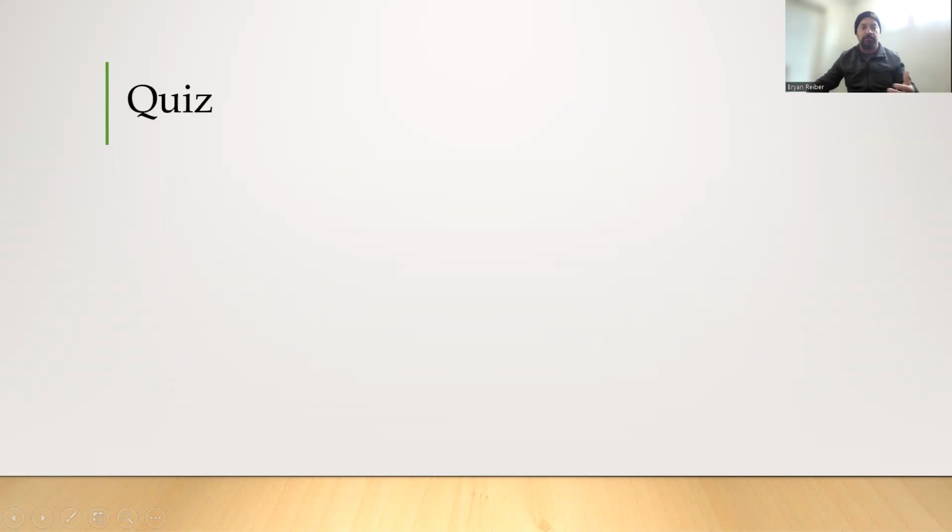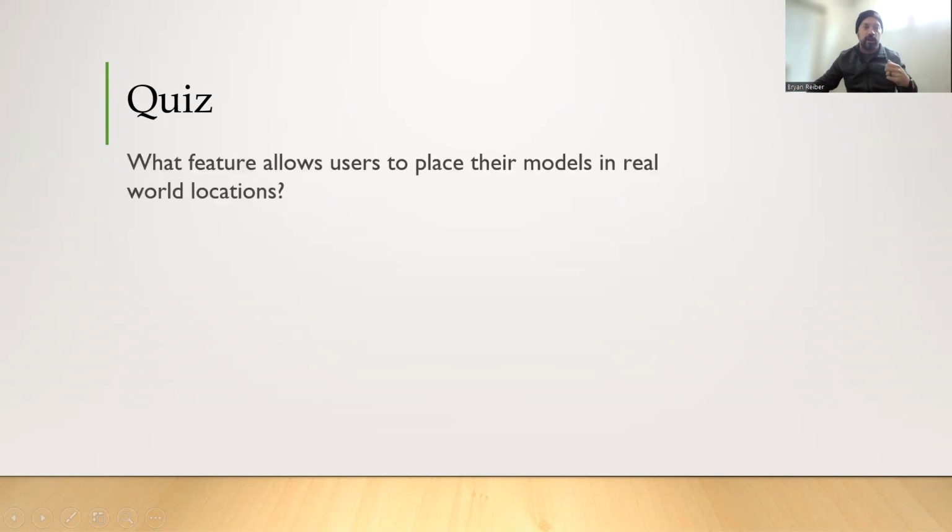So that was good. And let's just do a real quick quiz here to wrap up this presentation. So what feature allows you to place your model in real world locations? So that would be with Google Earth. So you can upload your model to Google Earth and you can place it in a real world location and people can see what it would look like.